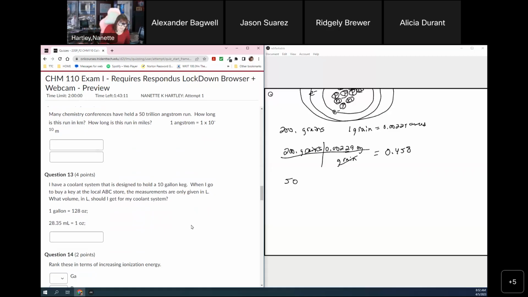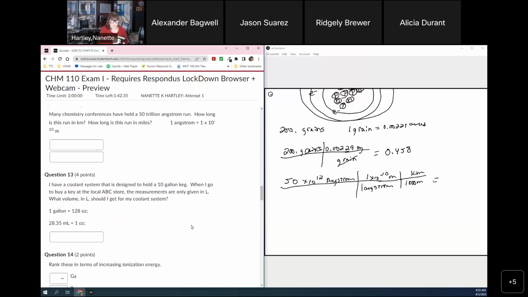So that means I have 50 times 10 to the 12th angstroms. And I just write that as angstrom. I know that 1 angstrom is 1 times 10 to the minus 10th meters. And I asked for this in kilometers and miles. First, I'm going to go kilometers. If I'm in meters, I have 1,000 meters per kilometer. And that's the calculation I need to do there.